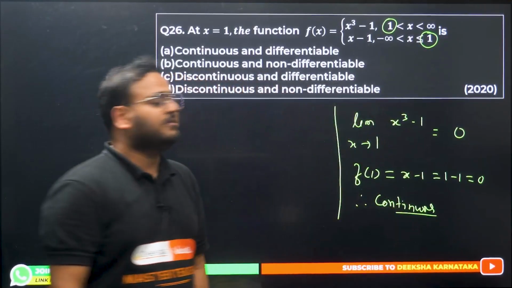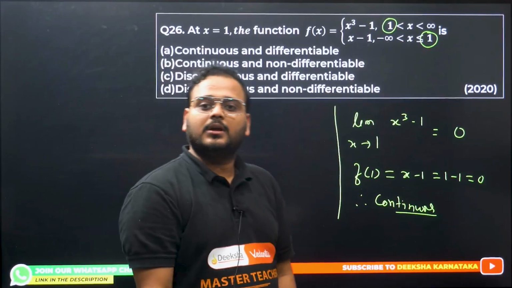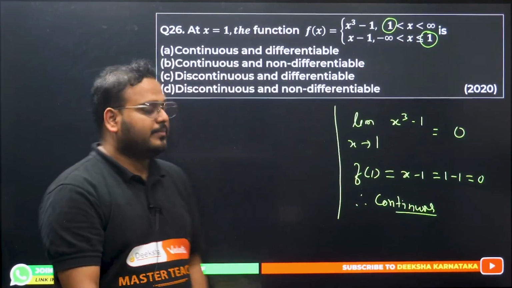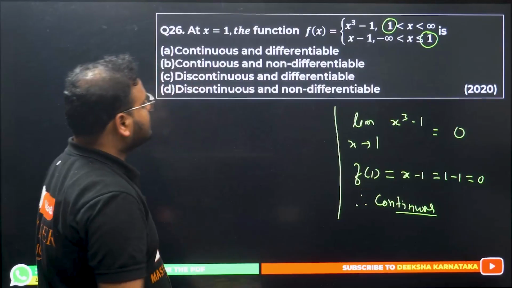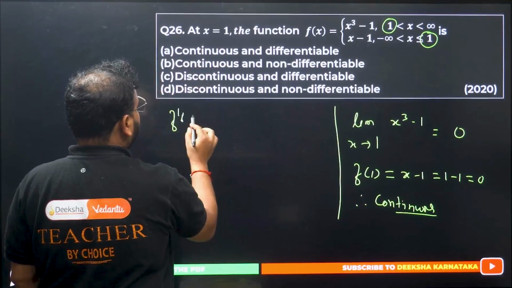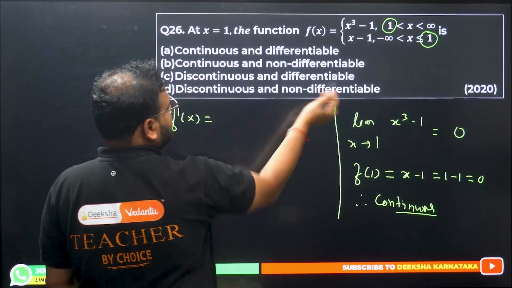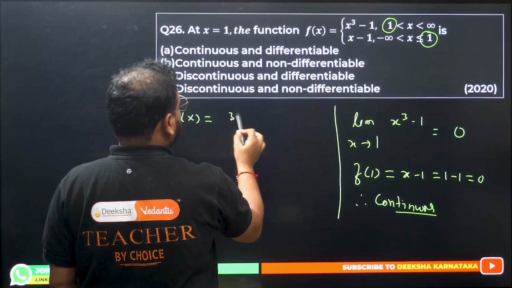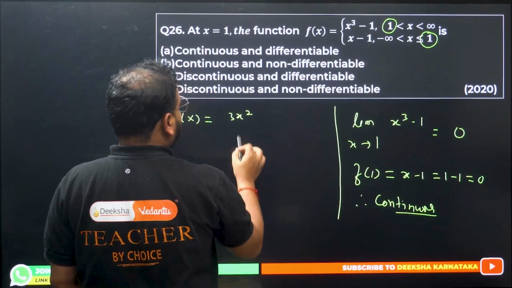The limit value and the function value at the point x equals 1 are exactly the same, 0. It means the function is continuous. What about differentiability? Again, same thing. Find the derivative over here. For both sides, LHD will come from here. So you get this as 3x square, and from here you're going to get 1.